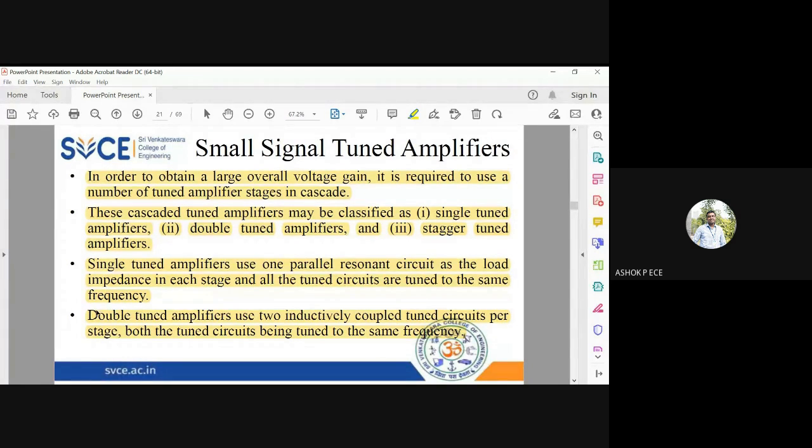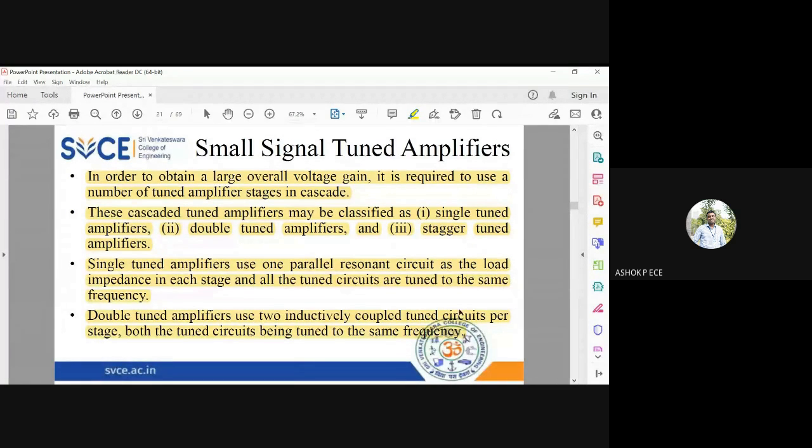So double tuned becomes even more complex when you compare it to single tuned amplifiers. Single tuned is very simple, only one LC parallel circuit in the collector. In double tuned, I'm going to have two LC parallel circuits. The best way of using two LC parallel circuits is using a transformer. A transformer has two inductors, so you just need to attach two capacitors in parallel to the inductors, and it will become a double tuned amplifier. One condition is that both LC parallel circuits should be tuned to the same frequency. That is the condition for double tuned amplifiers.